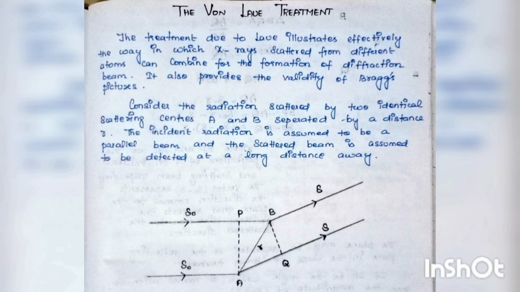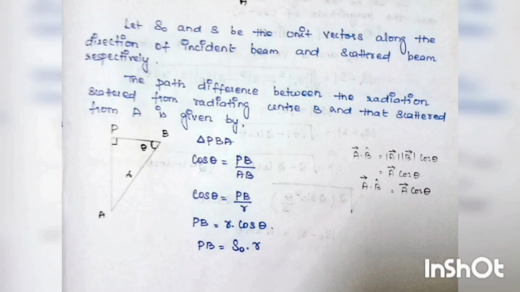In this diagram, you can see S naught, the two parallel incident beams, which are scattered by the two identical scattering centers A and B, that is, atoms in the crystal planes, separated by a distance r. The scattered beam is deflected to a very long distance away. So we can derive the path difference between the two parallel planes. Let us now calculate the path difference between BP and AQ with the help of two triangles, triangle BPA and triangle BQA.